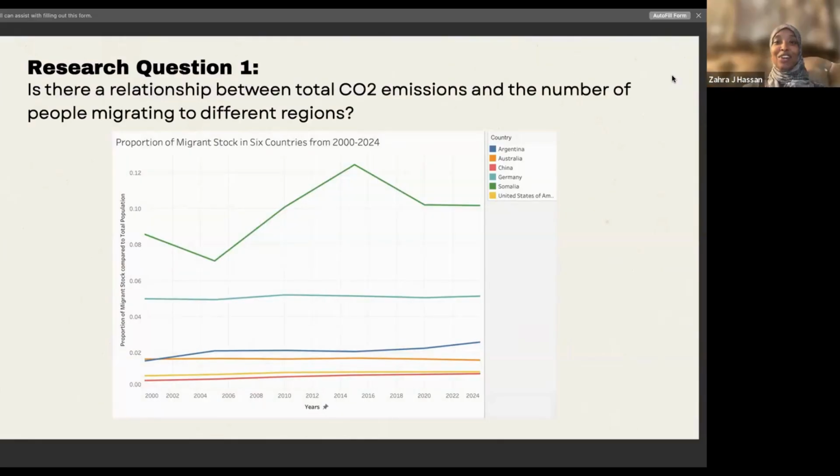I'm so sorry. For our first research question, we focused on if there was a relationship between total CO2 emissions as well as the number of people migrating to different regions across the world. We did this by focusing on our 6 countries, and this is a line chart showing the percentage. So how we calculated the percentage was we found the total number of migrants divided by the total population to ensure that, especially for populations with the bigger amounts of people, such as China and Germany, we had an equal distribution of data to really analyze exactly how the percentages change.